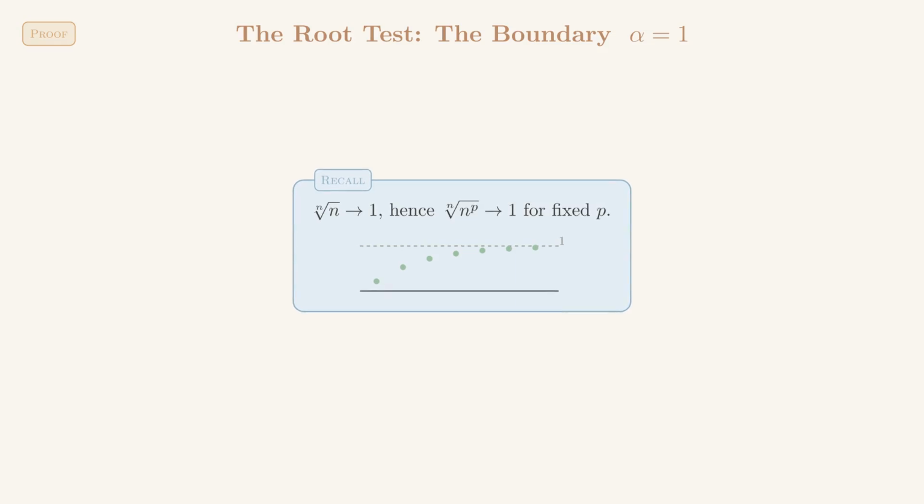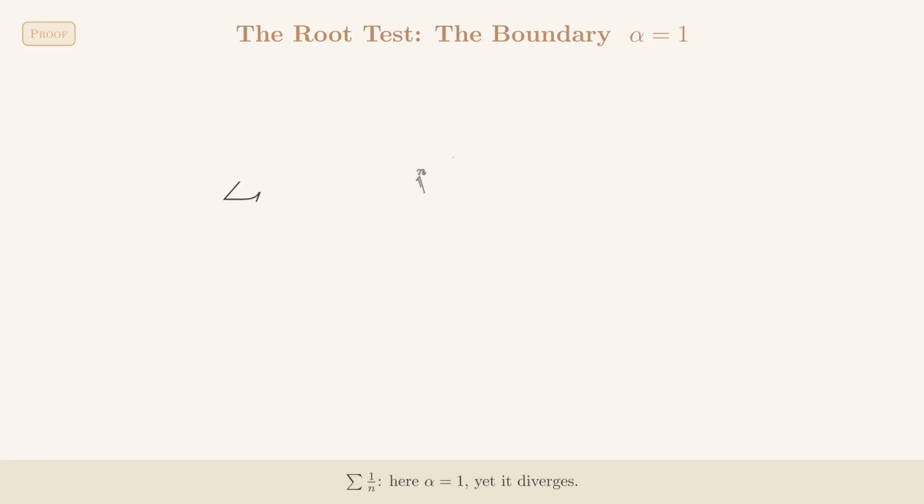Recall that the nth root of n tends to 1, and so does the nth root of any fixed power of the index. Take the harmonic series, the sum of 1 over n. Its nth roots tend to 1, so alpha equals 1. Yet this series diverges.